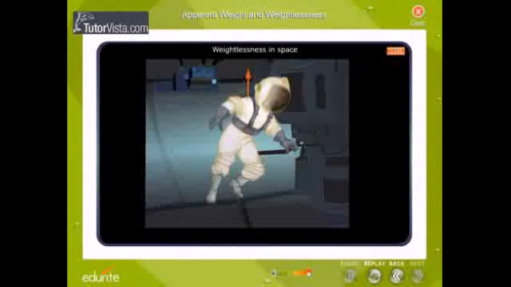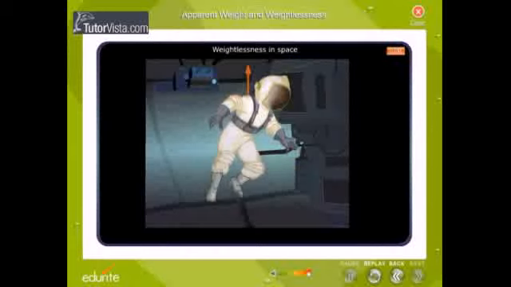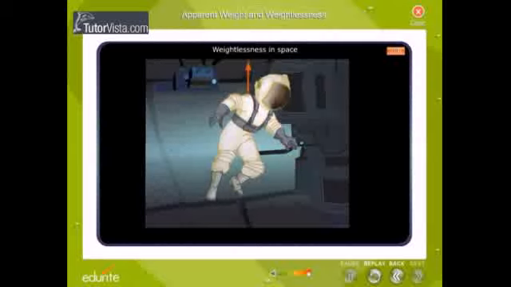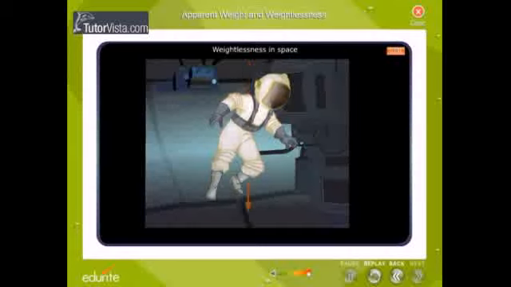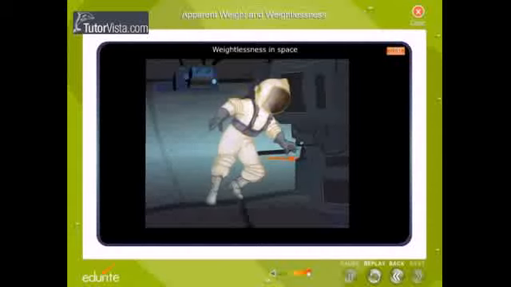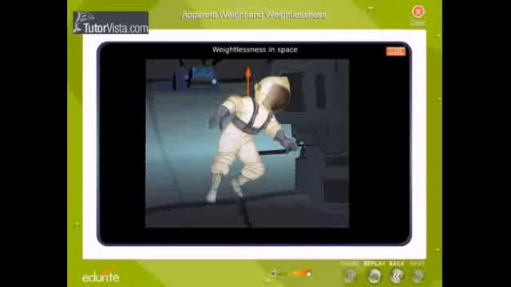Weightlessness in space. The spaceship and the astronaut orbiting the Earth at a certain height are actually in a continuing state of free fall towards the Earth. As a result, the astronaut does not exert any force on the sides or floor of the spaceship, and the sides or the floor of the spaceship do not push the person up. The astronaut therefore experiences weightlessness while orbiting around the Earth.